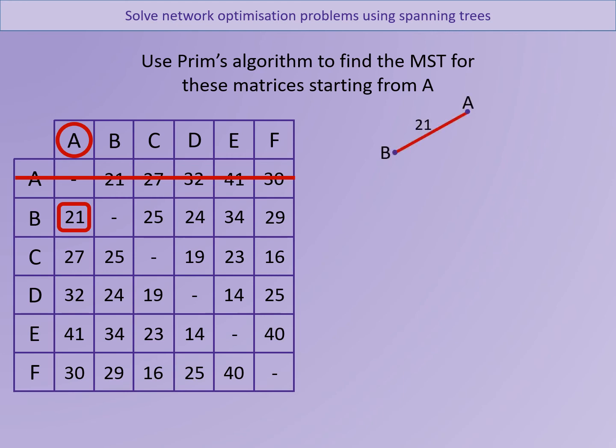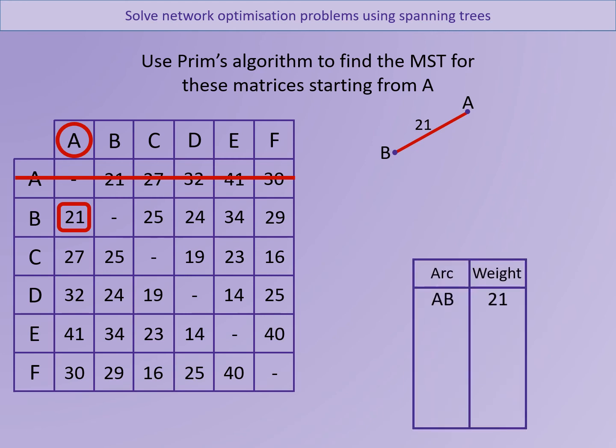I'm going to draw that as part of the graph. So A to B with a weight of 21. We're going to also add AB and its weight to the table showing the order that the edges were added. So adding B to the list of circled nodes at the top and crossing off row B. Next arc that we're going to select is going to be BD 24. Again, we're going to add that to our tree and also to the table. Circle D and cross out the row.